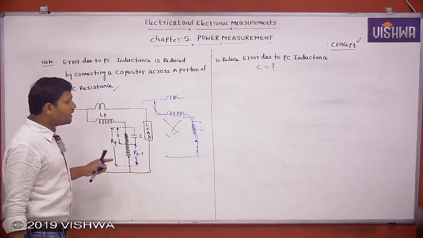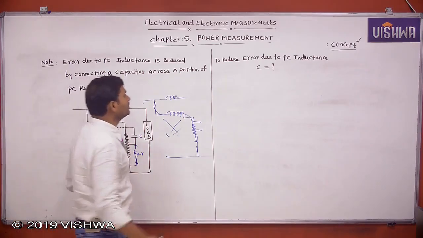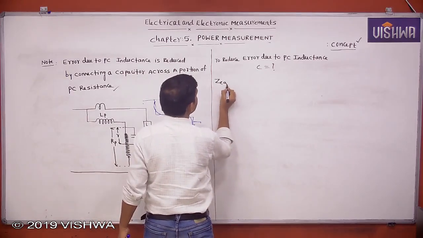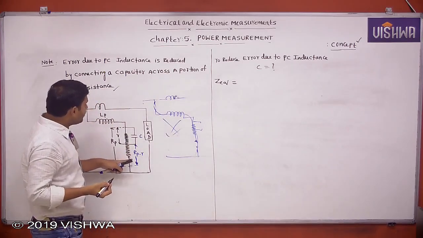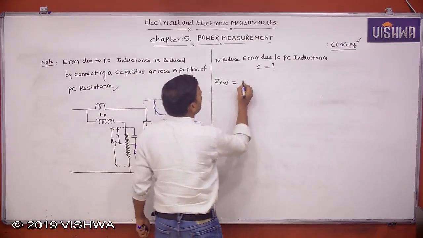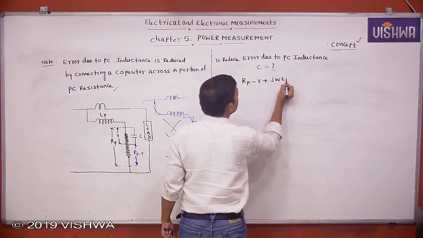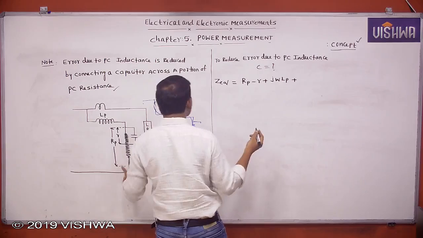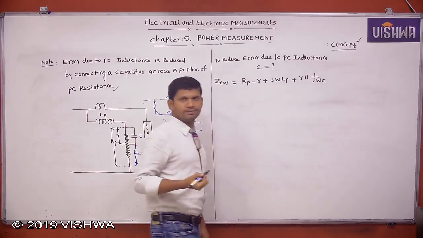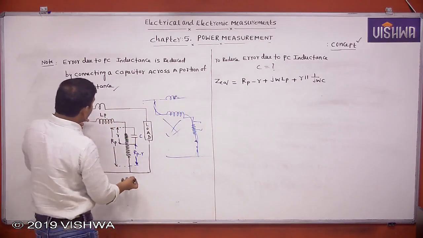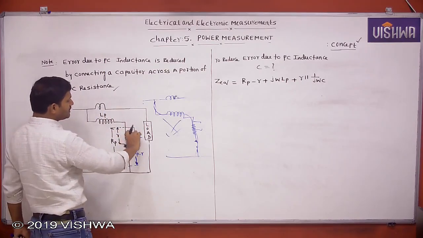The design procedure is similar to what I explained in the case of the MI type instrument. First you write the equivalent impedance. Z equivalent equals Rp minus R plus j omega Lp plus small r in parallel with 1 by j omega C. Clear? This total impedance I am writing. This is Rp minus R, this is j omega Lp, and these two, the resistance and the capacitor, are in parallel.